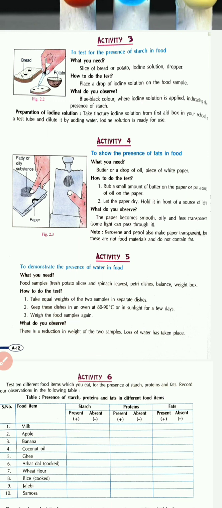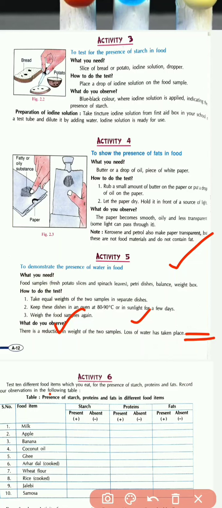Keep these dishes in an oven at 80 to 90 degrees Celsius or in sunlight for a few days. Weigh the food samples again. So what you will observe then is a reduction in the weight of the 2 samples. That means loss of water had taken place.